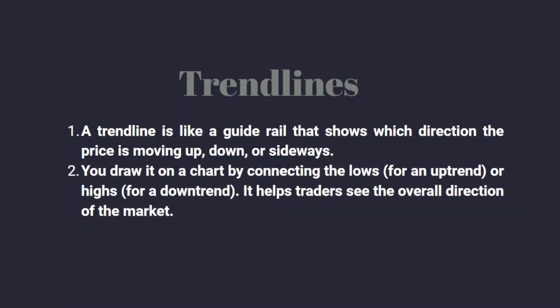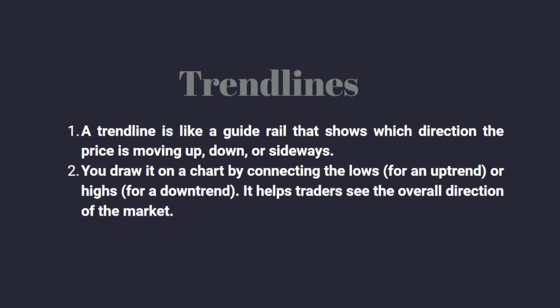Welcome to this lesson. In this lesson, we are going to be studying trend lines. A trend line is like a guide rail that shows which direction the price is moving, either up, down, or sideways. That is what a trend line helps us to understand. It shows us if the market is going to the upside, going to the downside, or ranging. So it shows us the trend, the direction of the market.